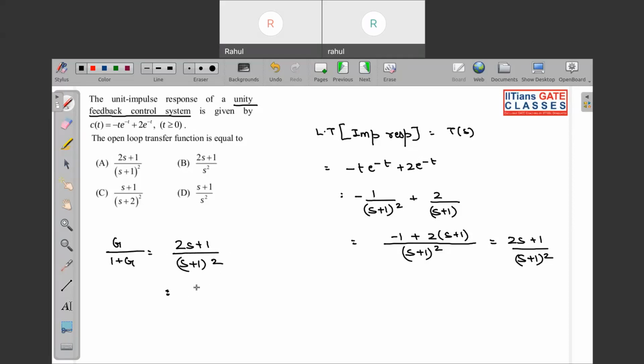So if you solve this, G divided by 1 plus G minus G, so this will be (2s plus 1) divided by s square plus 2s plus 1. I have expanded this and subtracted the numerator. So this means G and G will get cancelled. So this implies G equals (2s plus 1) divided by s square. So option B is your correct answer.